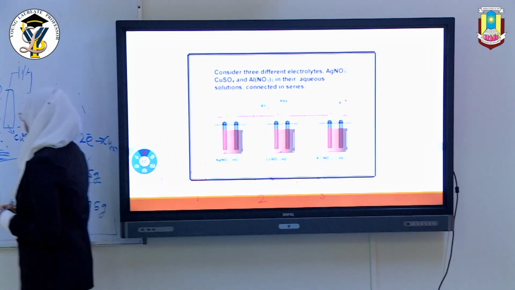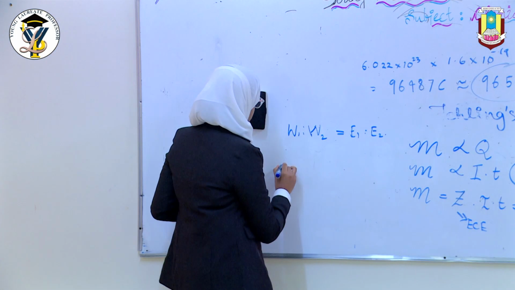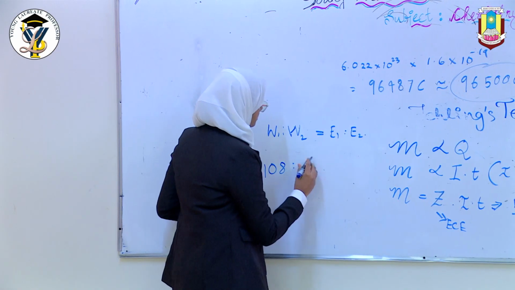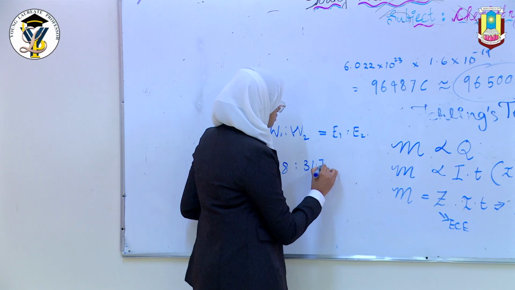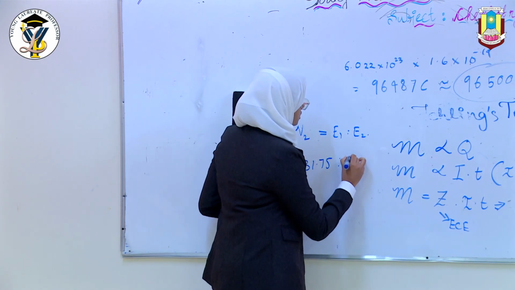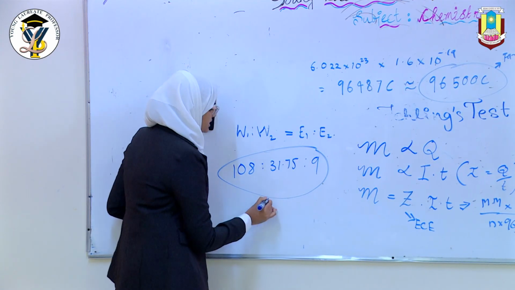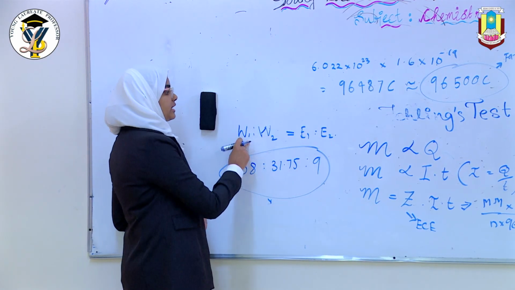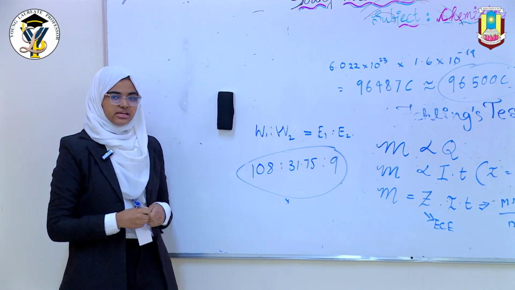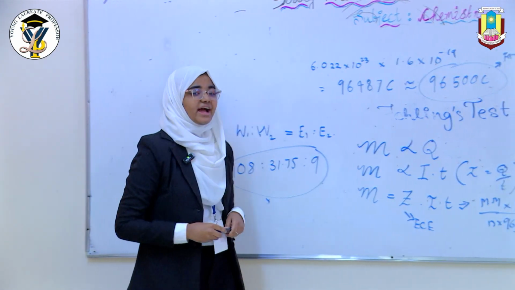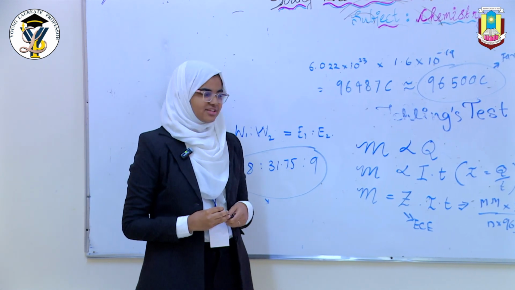The ratio of the examples that we took is 108 is to 31.75 is to 9, and this exact same ratio is the ratio of their weight deposited, which is what basically we are learning in the second law. That ends our discussion about electrolysis, the laws of electrolysis.